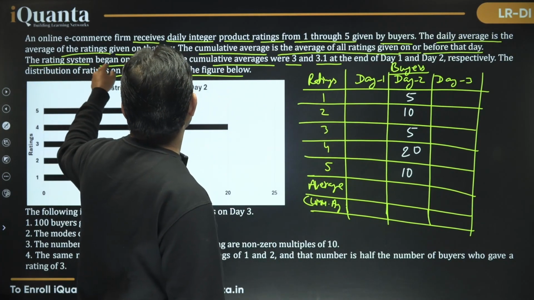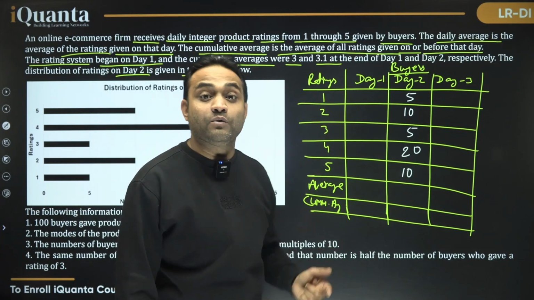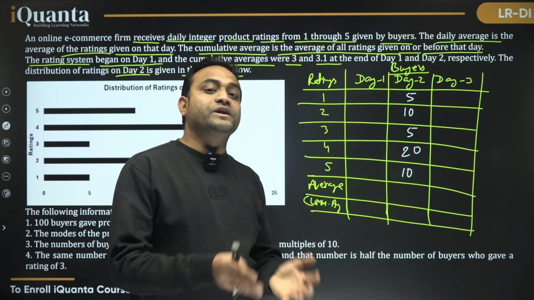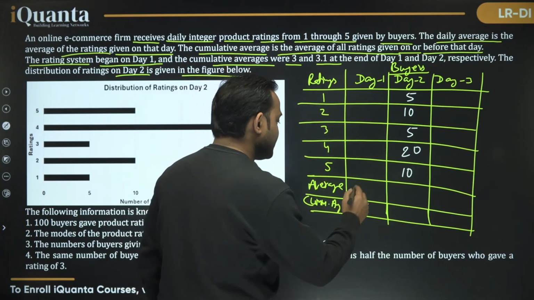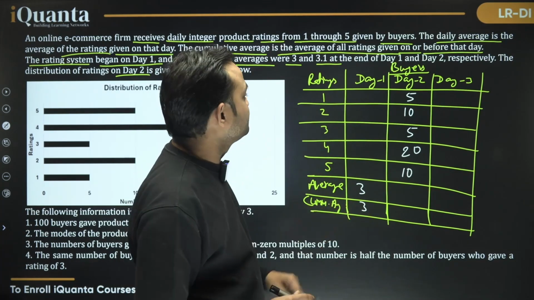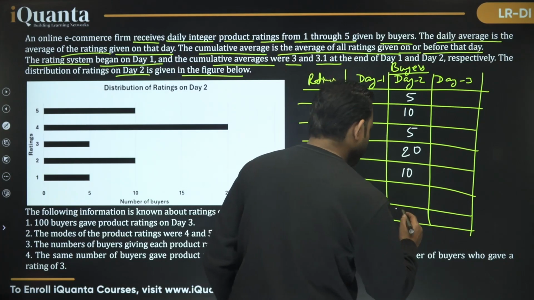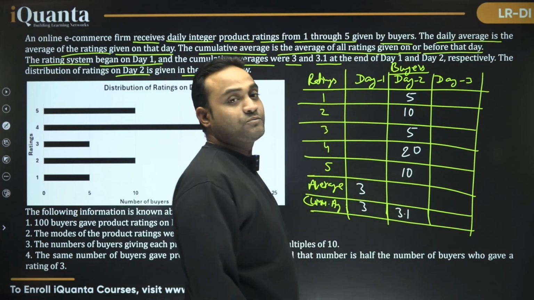And the rating system began on day 1. The cumulative average was 3 on day 1. So on day 1, there is no day before day 1, right? So the average and the cumulative average will be the same for day 1. 3.1 at the end of day 2. So the cumulative average at the end of day 2 is 3.1.